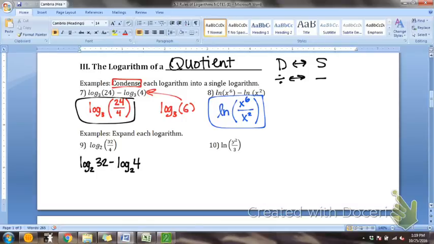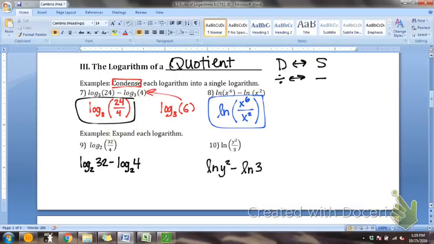Okay, try number 10. Kyle, would you like to give us your answer? Sure. How do you say it? Like natural log. Yeah, you would say natural log. Natural log of y squared minus natural log of 3. Perfect. Natural log of y squared minus natural log of 3.